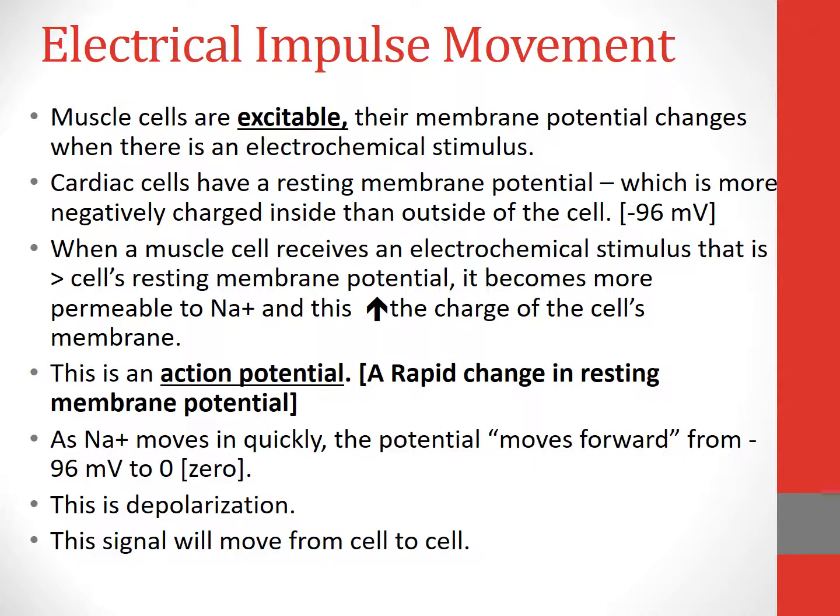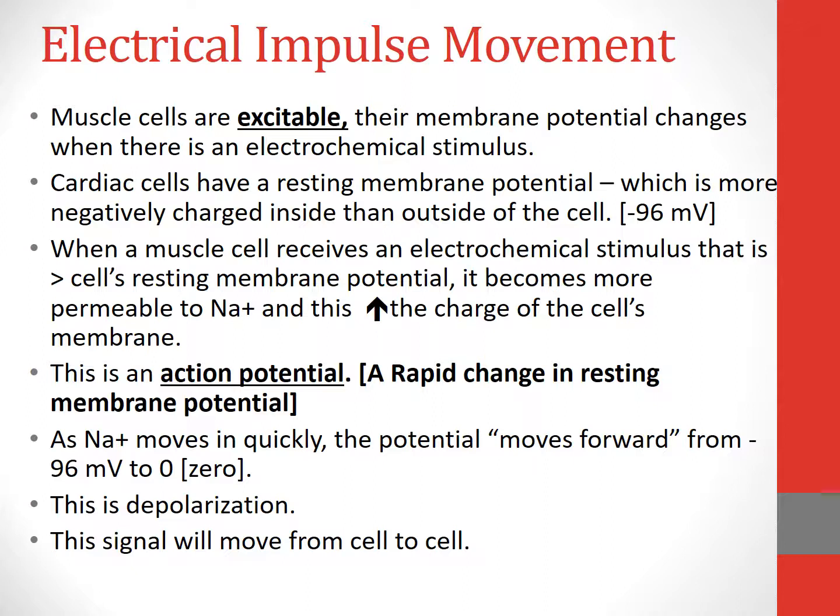Okay, then what happens? So a muscle cell gets a stimulus, and that stimulus is a greater stimulus than the cell's resting potential. So all of a sudden, it becomes more permeable to sodium, which changes the charge of the cell's membrane. It goes up. That is an action potential, which is a rapid change in resting membrane potential. That's just something you need to memorize.